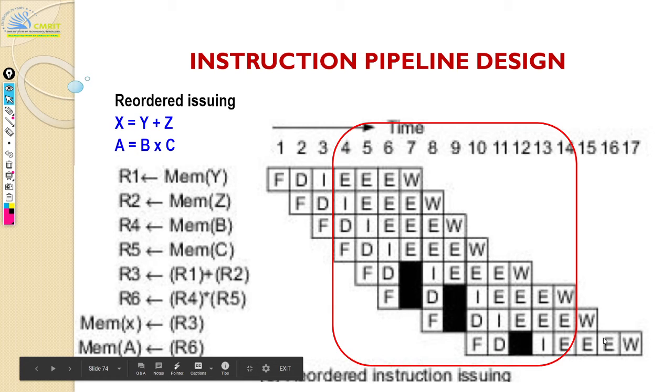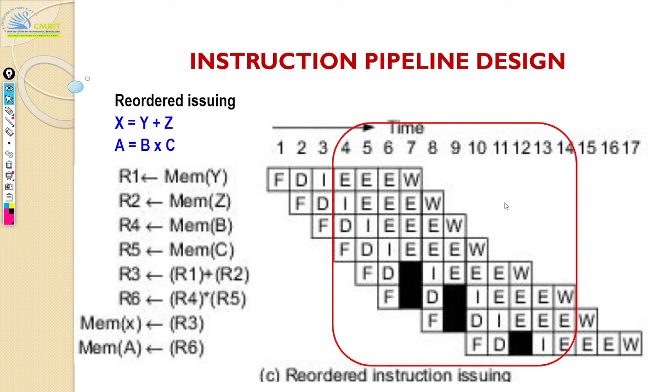Okay, so those two times you will leave, and you will just calculate the time in between. Now if you do the reordered execution, what will happen? You only have 11 clock cycles. Again, it starts from 4 but it ends at 14, which is effectively only 11 clock cycles compared to the previous 17 clock cycles. So definitely when you have a reordered issue, it is very beneficial.